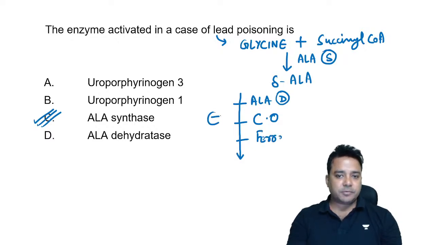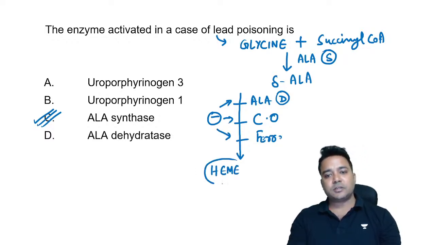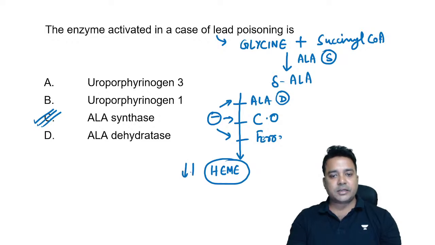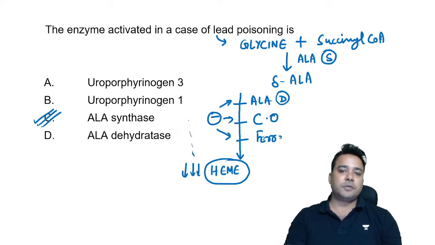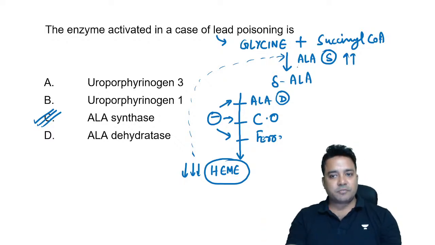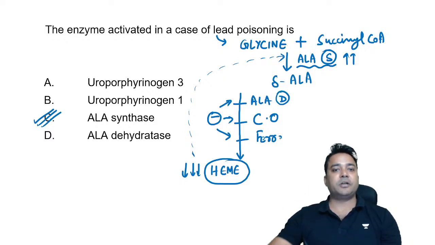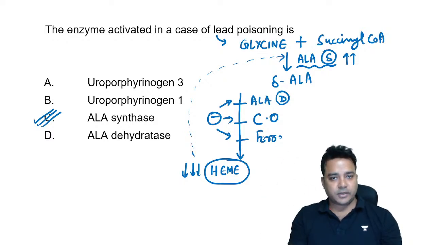Lead inhibits these three enzymes. So when these enzymes are inhibited, what was the work of this pathway? Making heme, the heme synthesis pathway. Heme production will be decreased in a lead poisoning case. There will be a negative feedback reaction. Brother, increase your activity, heme is less in the body. That is why we say ALA synthase is the rate limiting enzyme. This enzyme activity will be super active in lead poisoning. Okay? And these are the enzymes which are inhibited: ALA dehydratase, coproporphyrinogen oxidase and ferrochelatase.